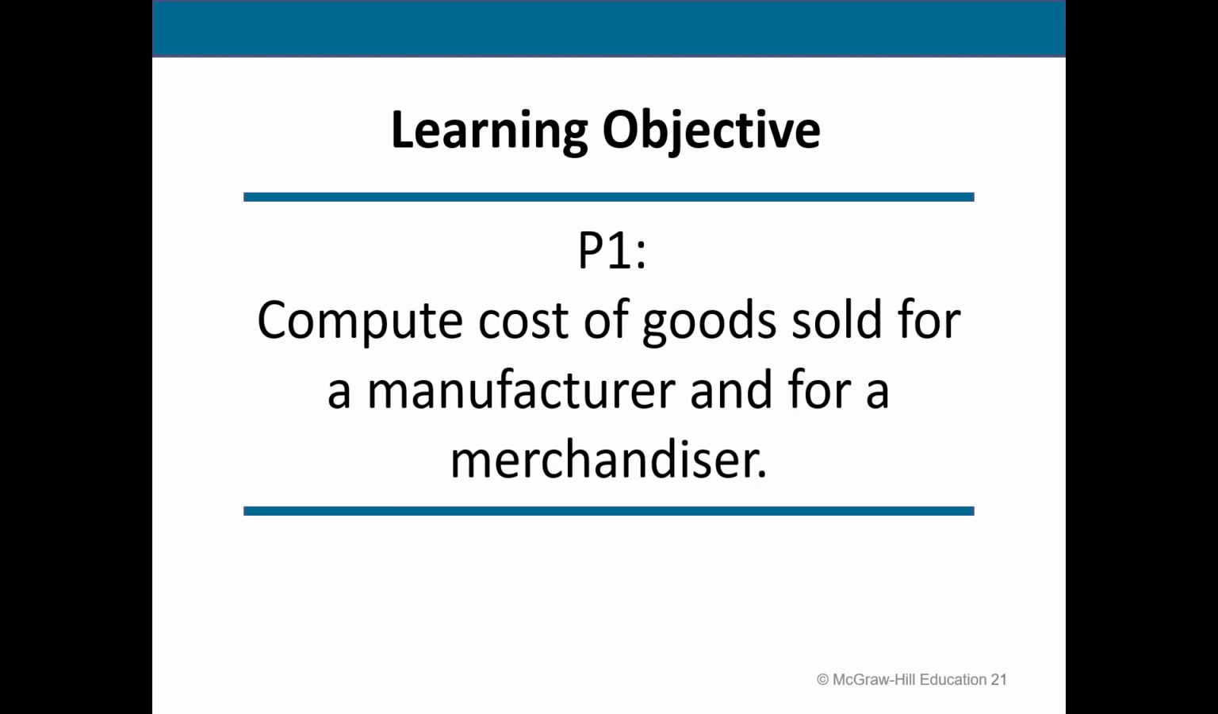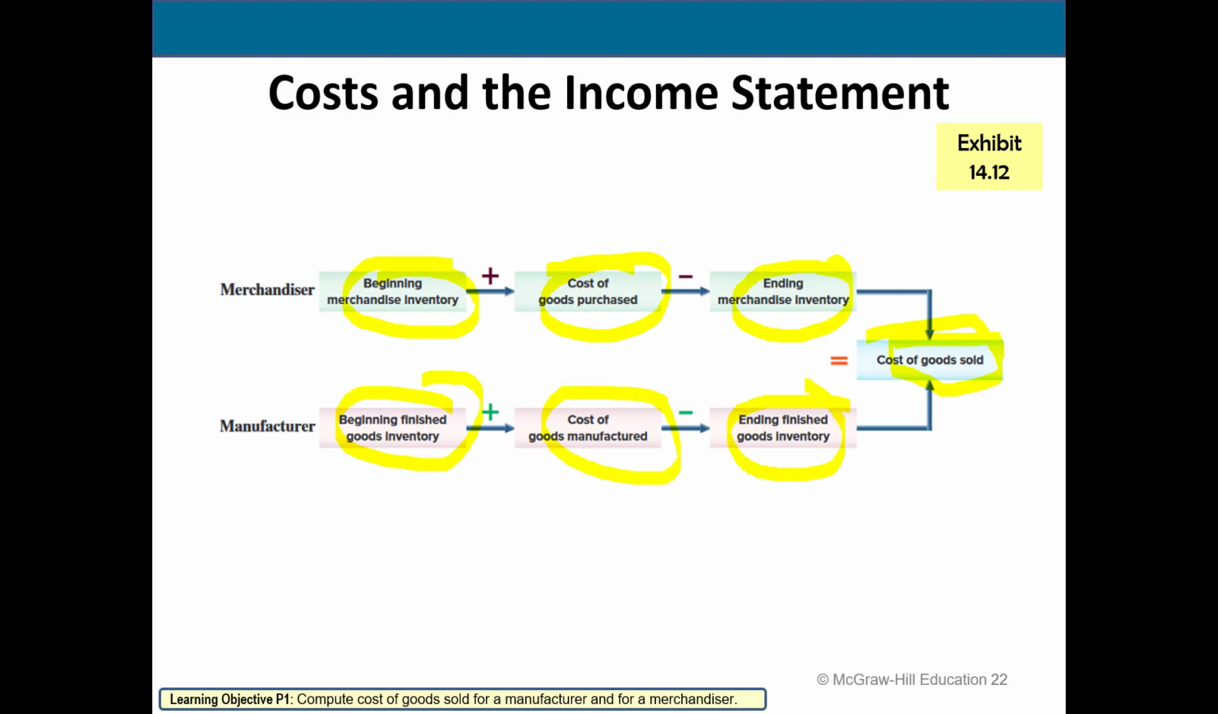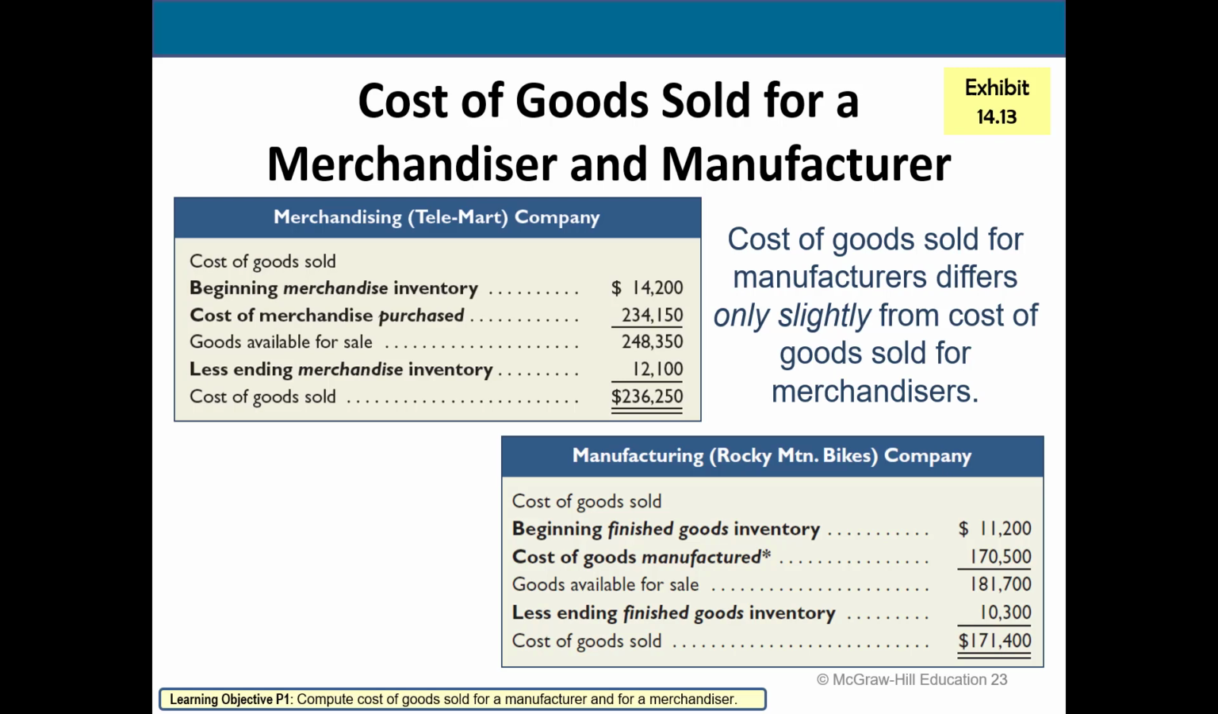Next, we will look at computing cost of goods sold. What you learned in Accounting 201, is that for a merchandiser, you have beginning merchandise inventory, you add the cost of the goods that you purchased, subtract the ending merchandise inventory to get cost of goods sold. But for a manufacturer, they have beginning finished goods inventory, add the cost of the goods manufactured, subtract the ending finished goods to get their cost of goods sold. This shows the cost of goods sold with numbers for a merchandiser and a manufacturer.